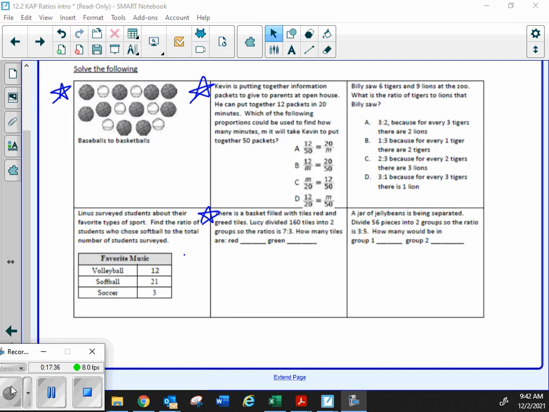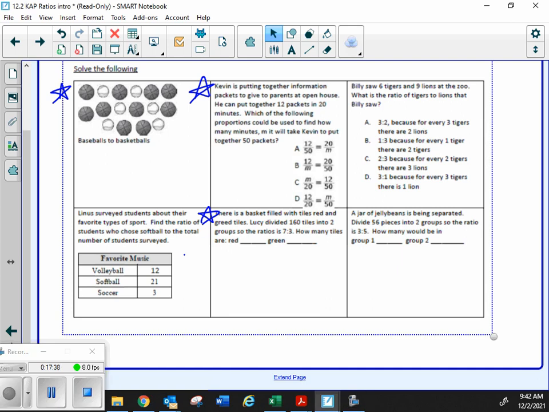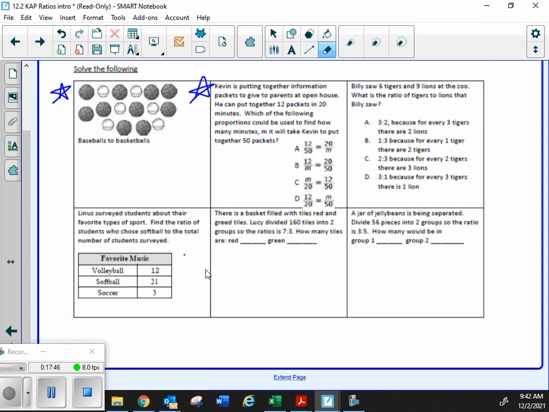Okay, I'm going to start with number 5. I'm going to start with this one, then go to this one and that one because of spice level, starting with the spiciest and working my way down. So there's a basket filled with red and green tiles. Lucy divided 160 tiles into 2 groups, so the ratio is 7 to 3. How many tiles are red?